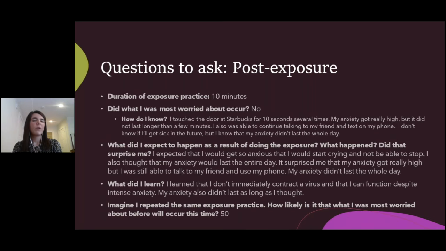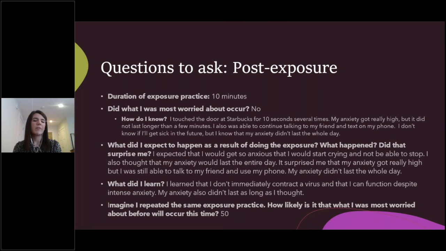Did what I was most worried about occur? No. And how do I know? I touched the door at Starbucks for 10 seconds several times. My anxiety got really high, but it did not last longer than a few minutes. I was also able to continue talking to my friend and text her on my phone. I don't know if I'll get sick in the future, but I know that my anxiety did not last the entire day.